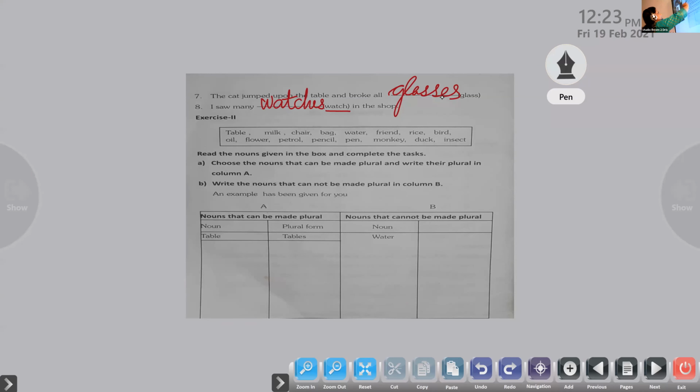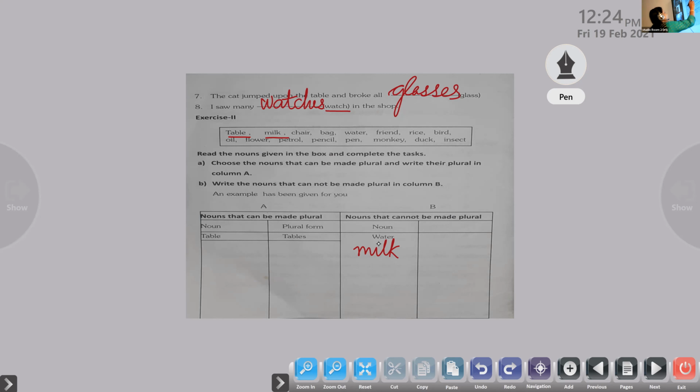So there was an exercise for you children. That's why I did not give you as homework. So this exercises, we have to divide them into countable as well as uncountable. To make it more clearer for you is that can be made plural and that cannot be made plural. So all of you please do check table. Tables, we can count 1, 2, 3, 4. Milk, can we count? No, it cannot be counted. Can we say 1 milk, 2 milk, 3 milk, 4 milk? No, we can just say it as packet of milk or a glass of milk or whatever it is.